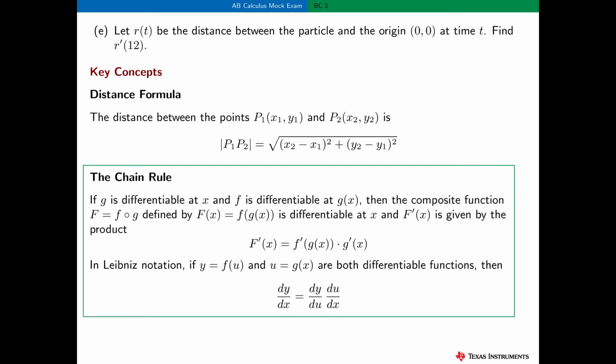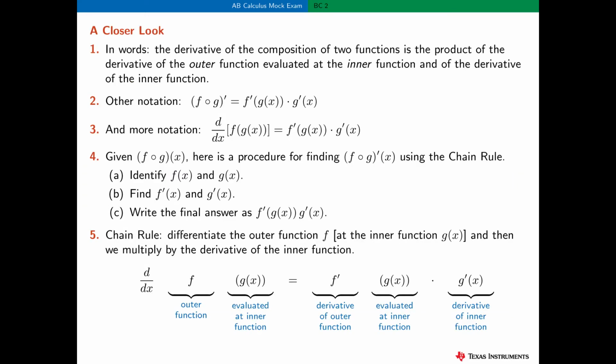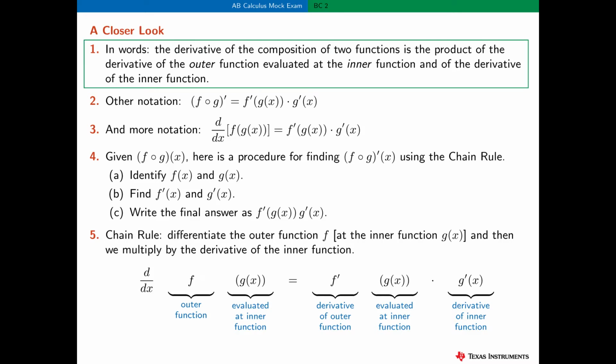And here's the chain rule in Leibniz notation. The chain rule is a pretty important concept. It's tested often on the free response portion of the AP Calculus exam. So let's take a closer look at this idea. In words, this says the derivative of the composition of two functions is the product of the derivative of the outer function evaluated at the inner function and the derivative of the inner function.